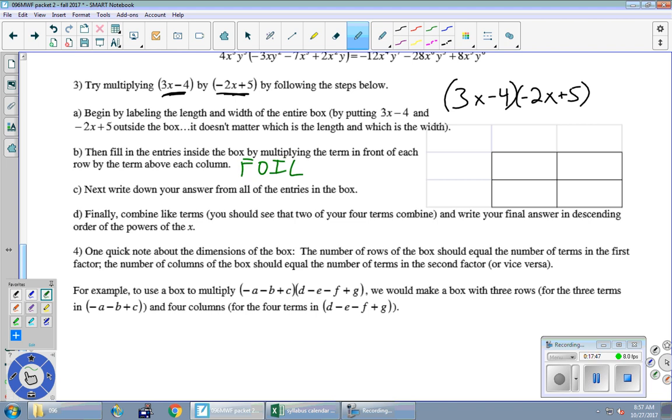FOIL stands for firsts, outers, inners, and lasts, and that is an acronym to tell you how to multiply these kinds of things together. So the first terms in both, right? First term is 3x, and the other first term is negative 2x. So that is that times that. Outers, that's the stuff that's far away from the middle. So that's this 3x times that plus 5, okay? I stands for inners. That's the stuff nearest the middle. That's this times this. L, F stood for firsts. What about L? Lasts. So we multiply the last thing in each parentheses. That's this times this, okay?